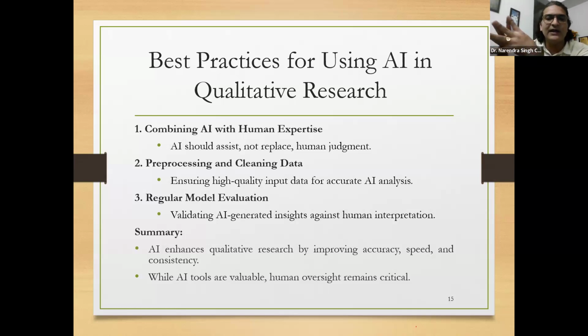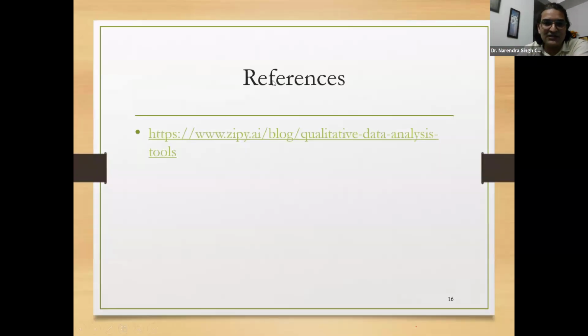It can help to improve your accuracy, speed and consistency. So AI tools are valuable, but human oversight always remains critical, right? So that becomes very, very essential.